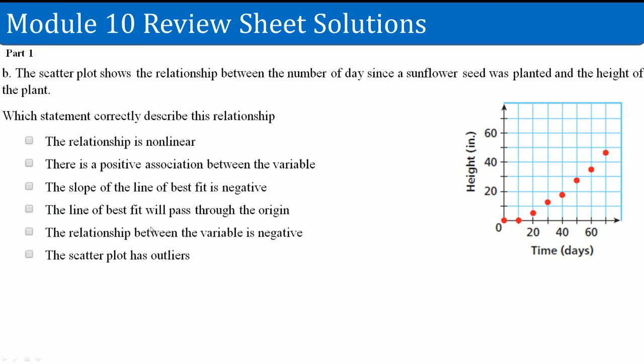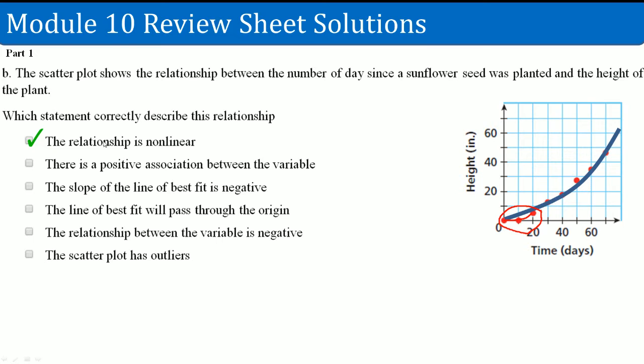B. The scatter plot here shows the relationship between the number of days since a flower seed was planted and the height of that plant. Which statement correctly describes the relationship? This relationship is nonlinear. Yes, it does curve. Why does it curve? Because the first couple of days here, it doesn't grow linearly. Here it is very flat. So that is correct. The relationship is nonlinear.